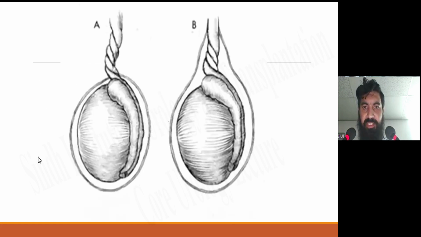These two pictures show intravaginal torsion, where the cord is present in the tunica vaginalis, and extravaginal torsion, where the cord rotates outside the tunica vaginalis.